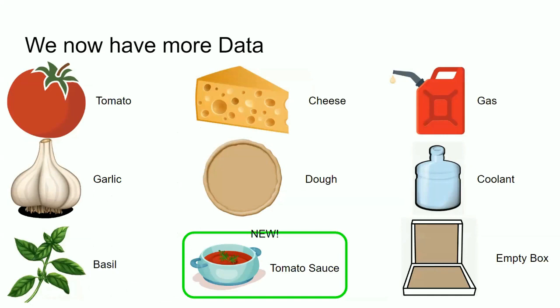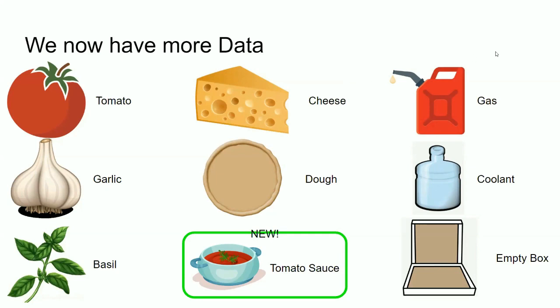So in the real world, we may be out of tomatoes, garlic, and basil, but in a spreadsheet, you just keep adding data. So we have all of our base ingredients, plus now we have tomato sauce. And when we look at our data, we now have the ingredients we need to make a cheese pizza, because we have the cheese, we have the dough, and now we have the tomato sauce.